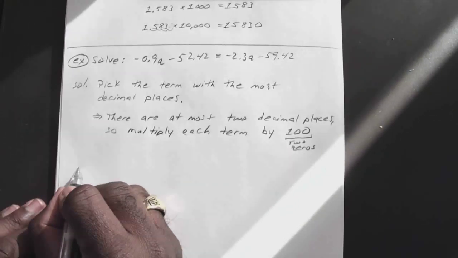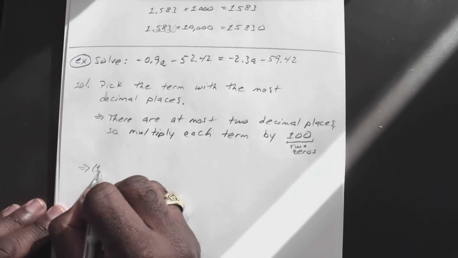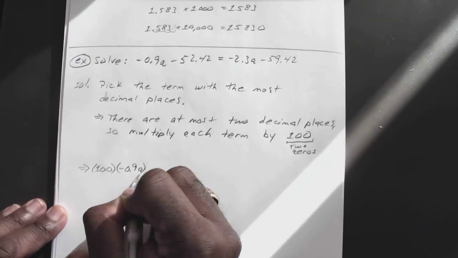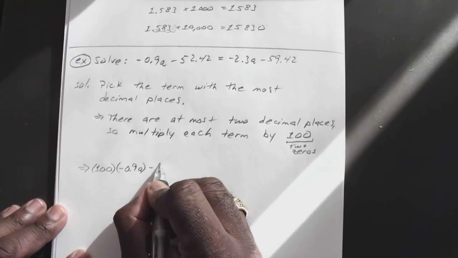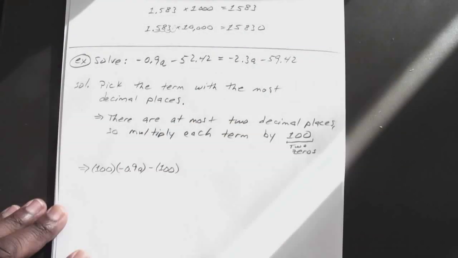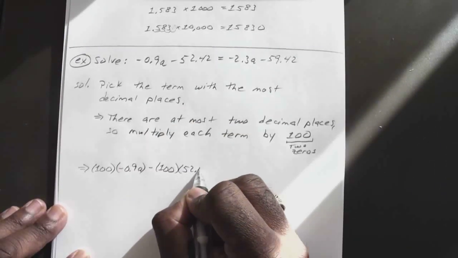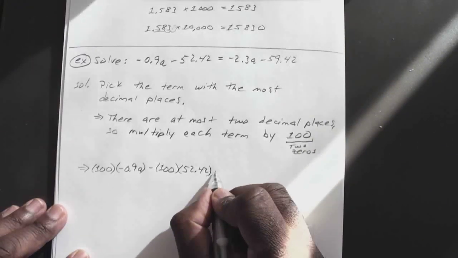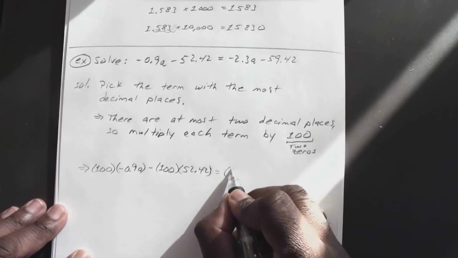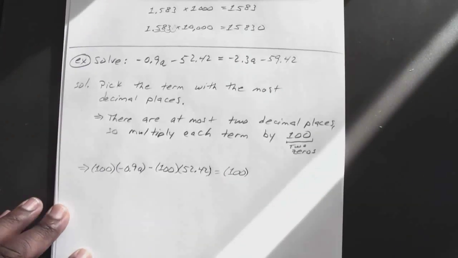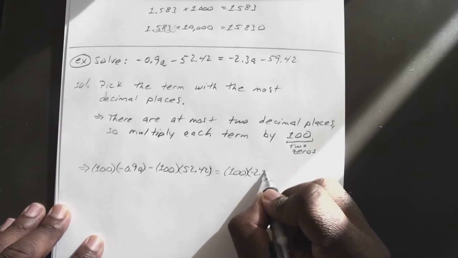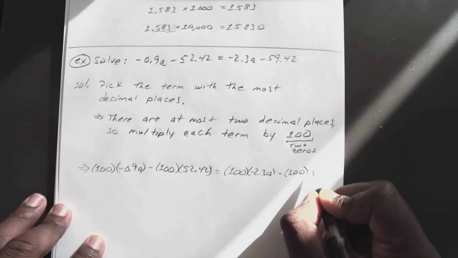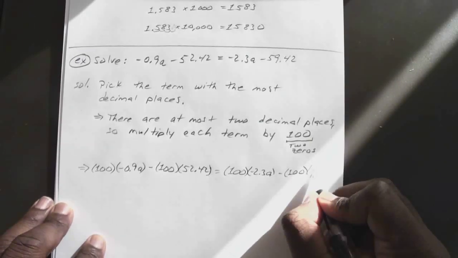Okay, so now that would give you 100 times negative 0.9a minus 100 times 52.42 equals 100 times negative 2.3a minus 100 times 59.42.